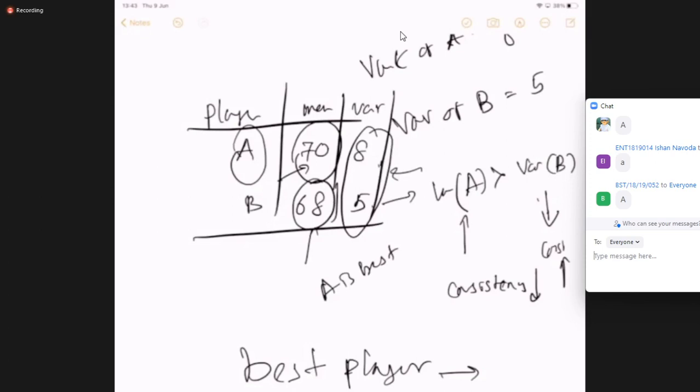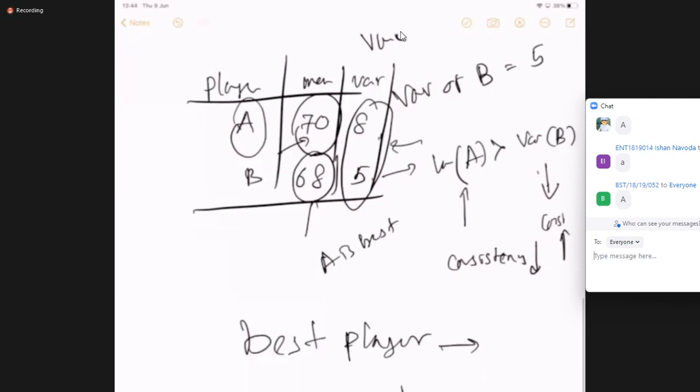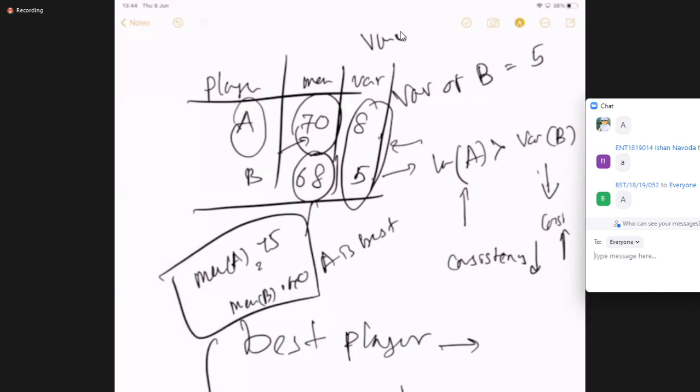To check consistency, comparing variances alone is enough here, because the mean values are very close. But I will give you more questions next. In those, let's say the mean of A is 75, the mean of B is 40. Okay. If you compare the variances, variance of A is 6, variance of B is 5.